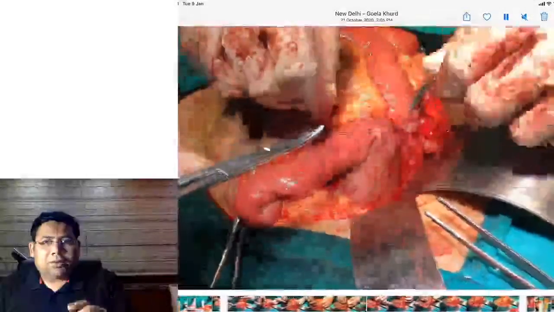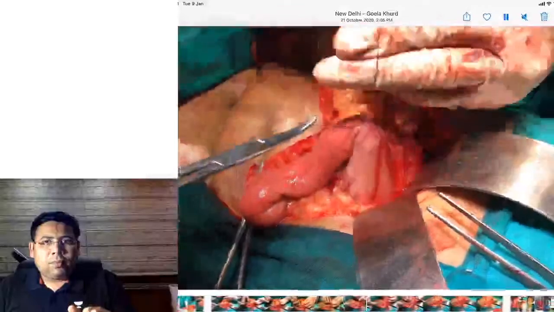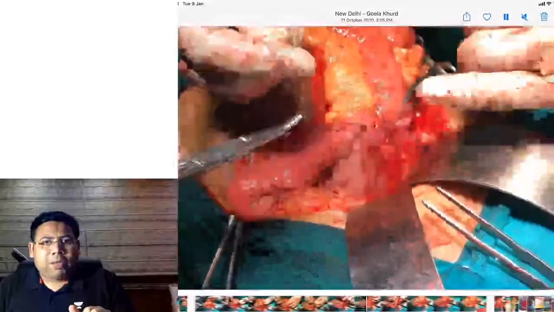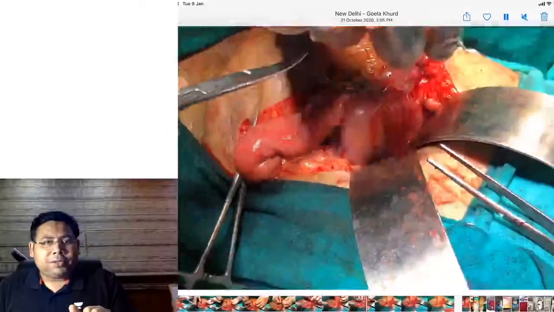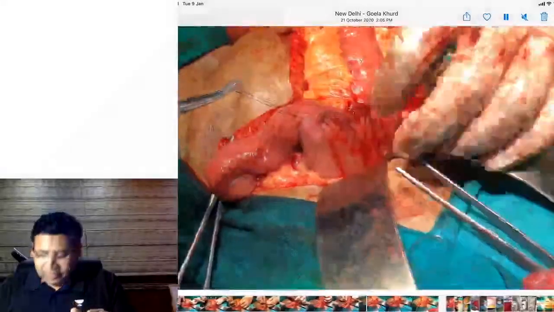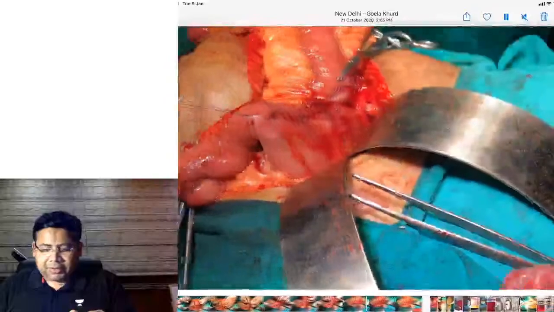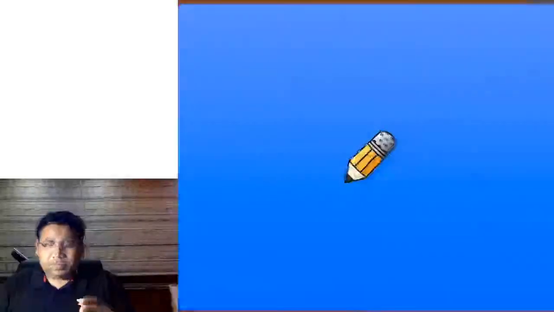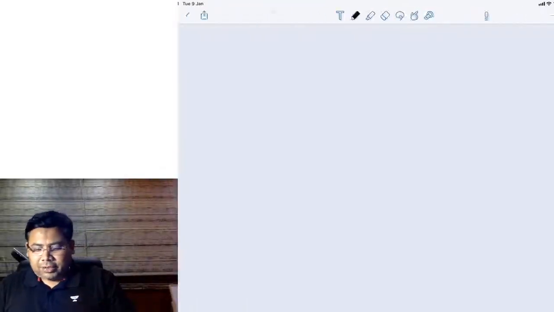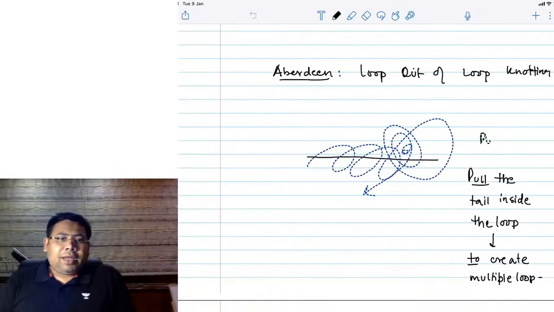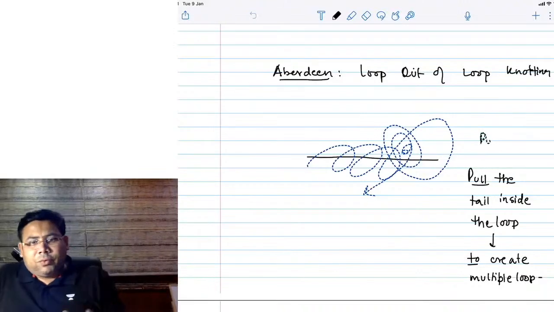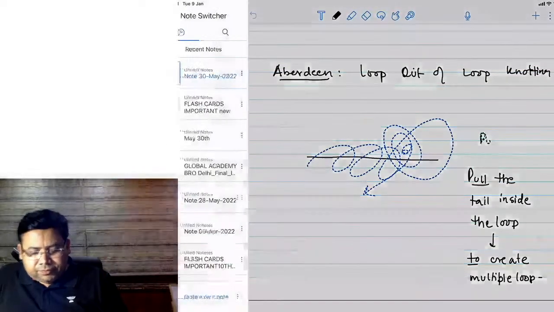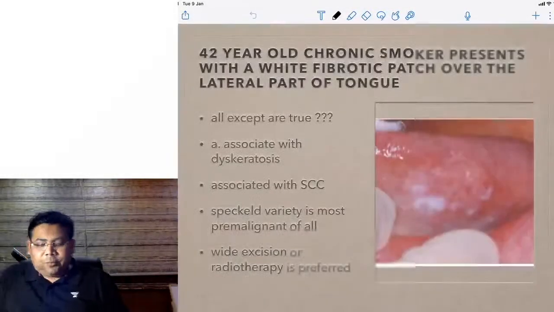Again, I will pull the tail out of the loop. Can you see I'm pulling the tail? And then finally, I will do an Aberdeen termination. So Dundee jamming and Aberdeen termination. This is how it is done. I hope now the knots are clear to you people. Laparoscopic knot is not important for FMGE at least. In my routine classes, I teach it routinely. Okay, let us discuss the second question.